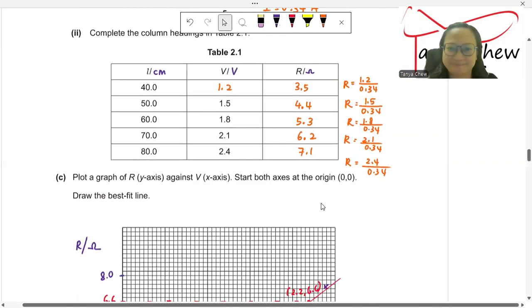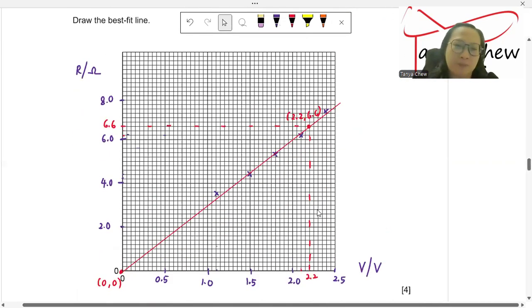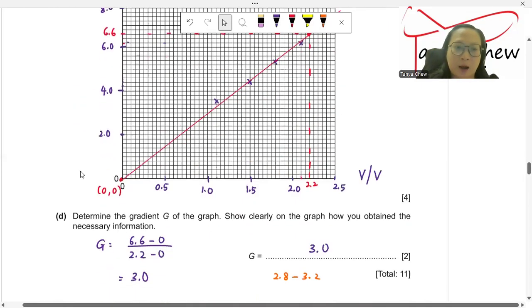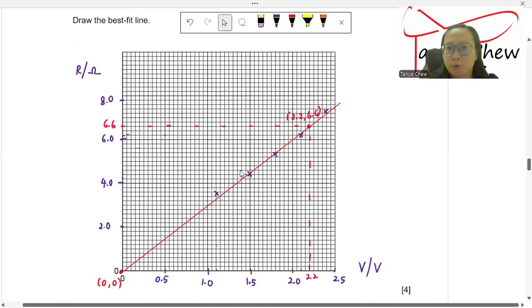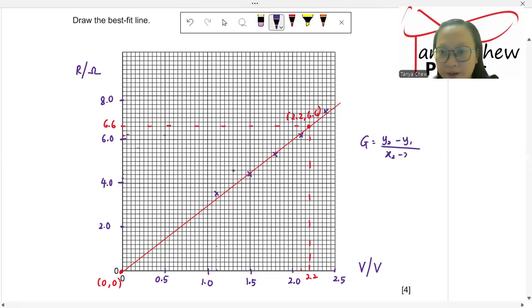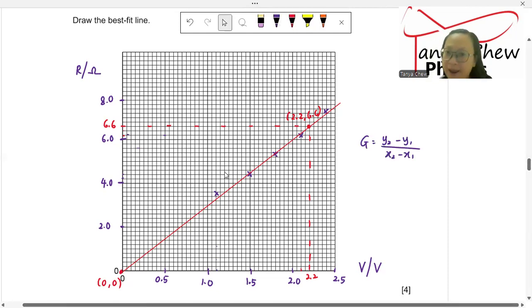Not a problem. Now, this is the best fit line. But, okay, you see the front part of the graph is a bit wasted because we have to start from origin. No choice, right? I have already plotted my best fit line here. Now, D, determine the gradient G of the graph. Show clearly on the graph how you obtain the necessary information. Remember, when you are calculating, your gradient is equal to y2 minus y1 divided by x2 minus x1. Remember that? So in math, you need to show you have two coordinates.